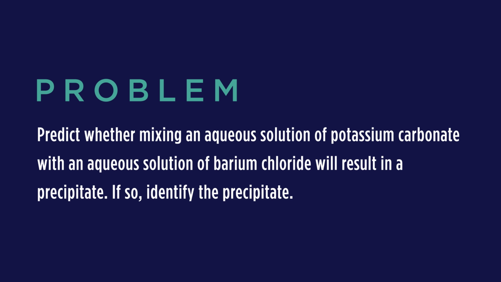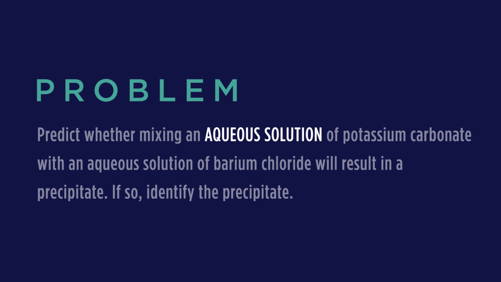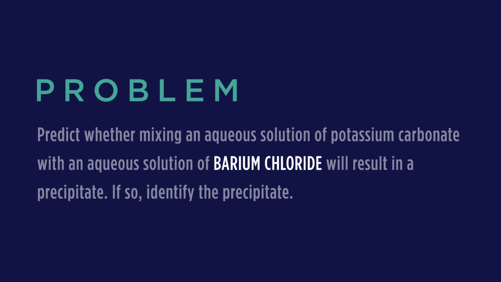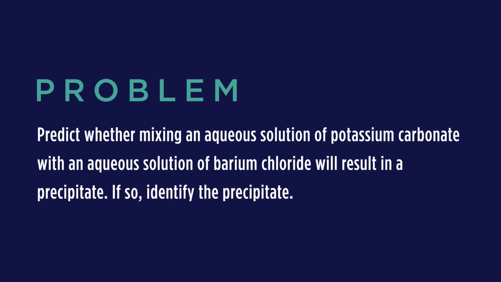Predict whether mixing an aqueous solution of potassium carbonate with an aqueous solution of barium chloride will result in a precipitate. If so, identify the precipitate. First, let's look at what's given in the question. Well, it tells we're going to be mixing an aqueous solution of potassium carbonate and an aqueous solution of barium chloride. So that's where we'll start.